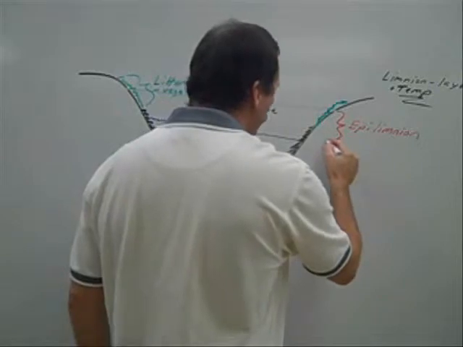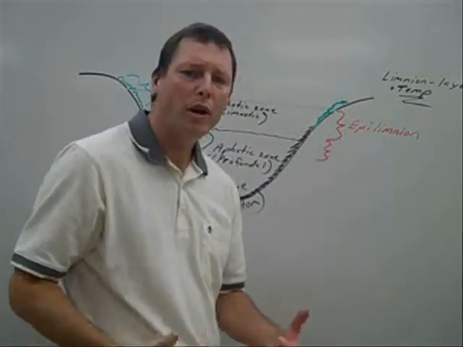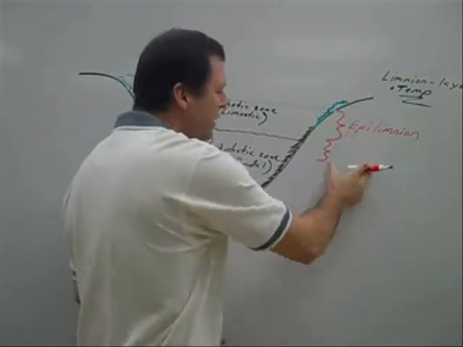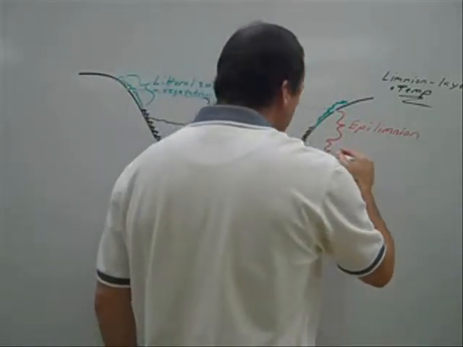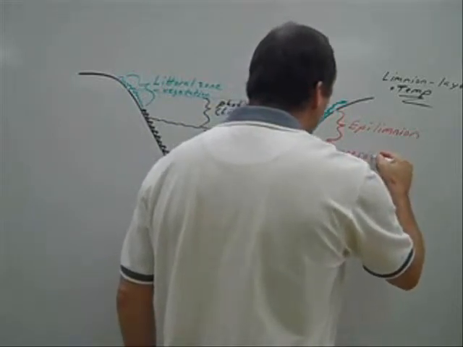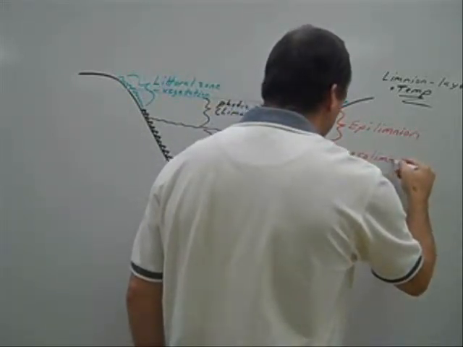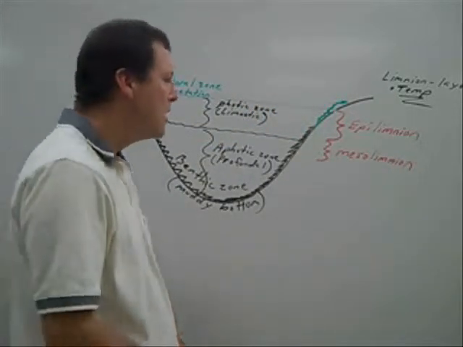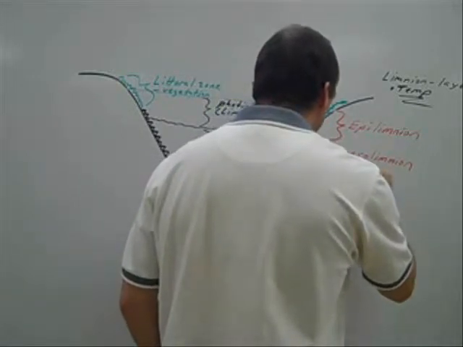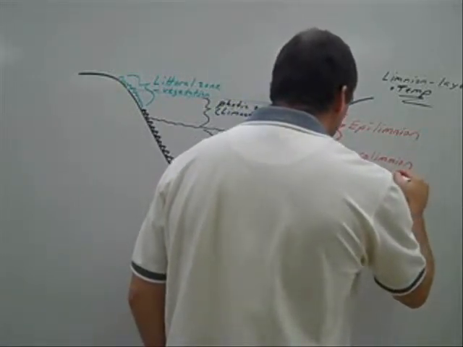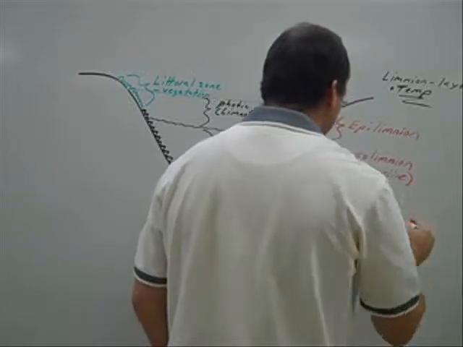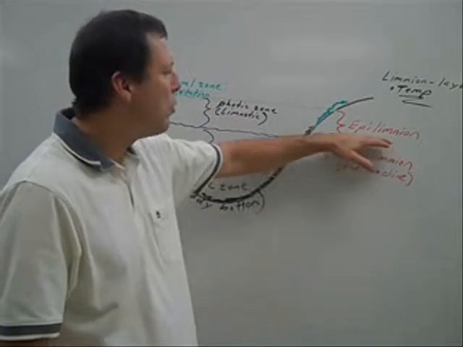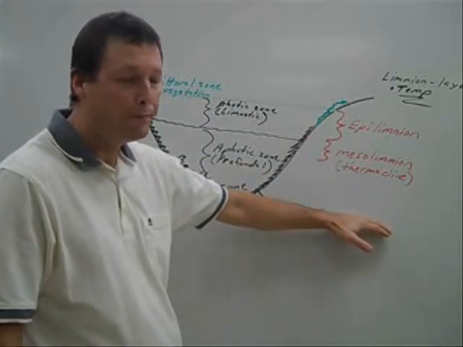And then we're going to have another layer, a more narrow layer, which is going to be our transition zone between our nice warm water and our very cold water. And this is going to be called the mesolimnion. Now, meso means middle layer. This is also referred to as a thermocline. Now, if you've ever gone scuba diving, you know what a thermocline is. It's a sudden transition zone from warm water to cold water.